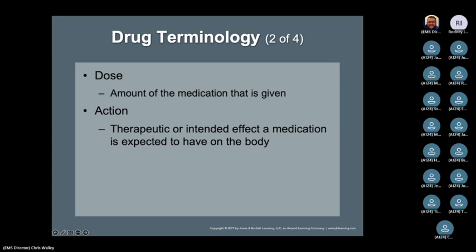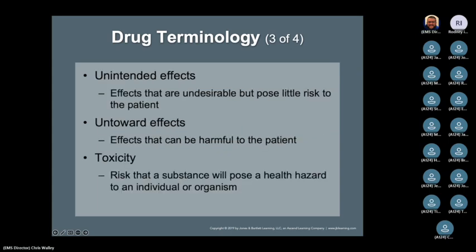All right. So understanding the unintended effects of our medications, we need to know that these effects are undesirable, but they do pose a little bit of risk to the patient. Like Benadryl. If I give too much Benadryl, I'm going to cause them to go to sleep. Well, I don't want that to happen. That is a side effect.